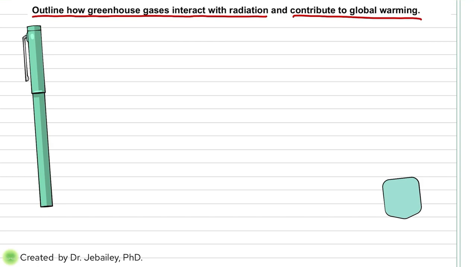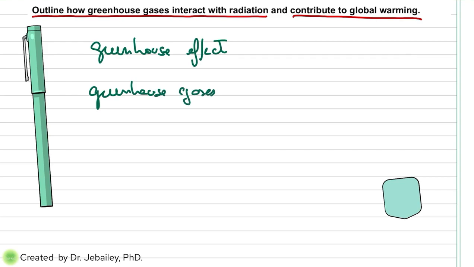And then this question says, outline how greenhouse gases interact with radiation and contribute to global warming. So in this case, we are basically talking about the whole process of the greenhouse effect that we have been talking about the whole time. So I'm not going to explain the greenhouse effect again. I'm just going to write the whole process: the sun, the earth, the short waves, the long waves. But in addition to that, we have to add the greenhouse gases, right?